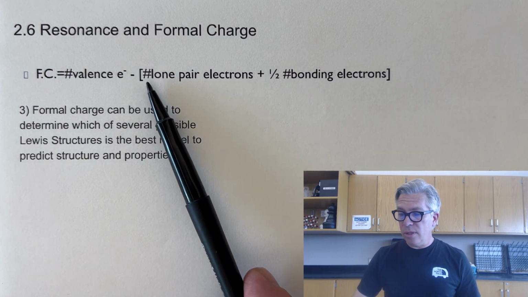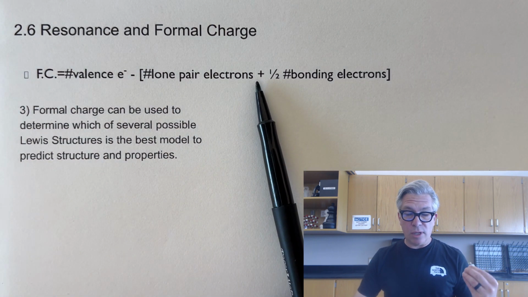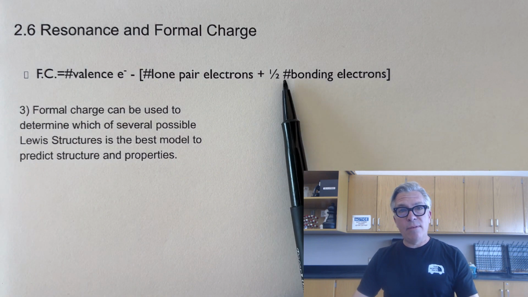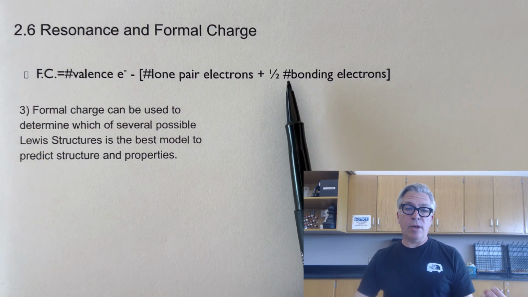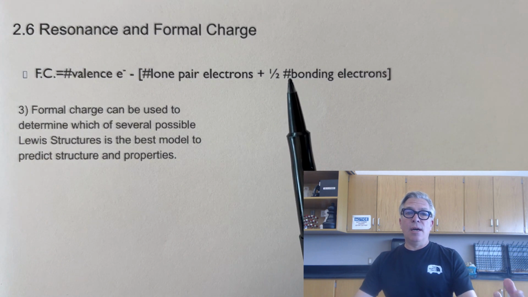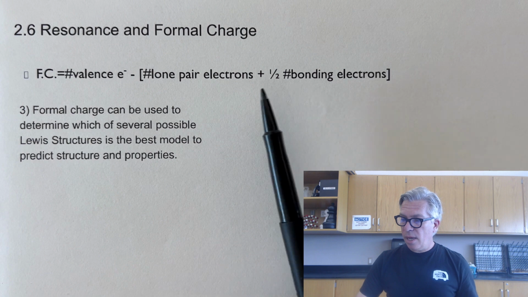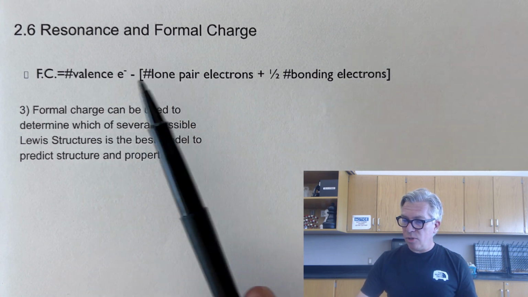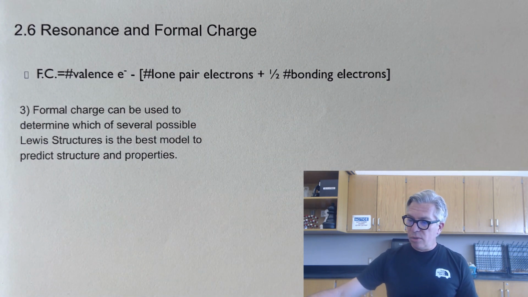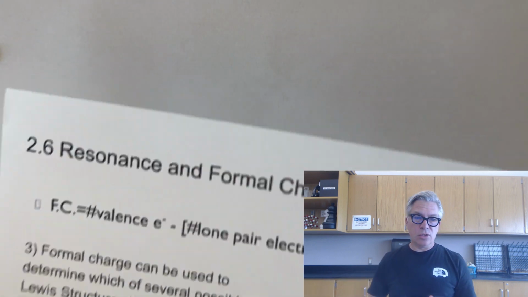And that includes the number of lone pair electrons it owns while in the molecule, and half of whatever number of bonding electrons. So if I'm in a chemical bond with another atom, I'm going to be assigned one of those electrons, and the other atom will be assigned the other one. And we add these up and subtract from the total. Formal charge can be used to determine which of several possible Lewis structures is the best.